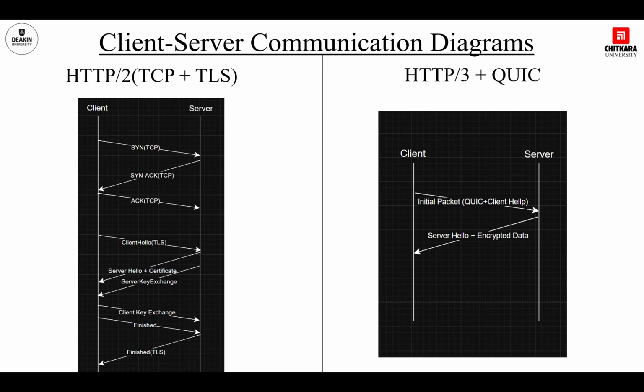Here it shows the communication diagrams. In HTTP/2, we have 1 RTT, 2 RTT, 3 RTT before we can even send a single packet of data, so this causes a major delay. For HTTP/3 plus QUIC, there is no major delay. We just have 1 RTT, or we can also have 0 RTT, as I explained earlier.